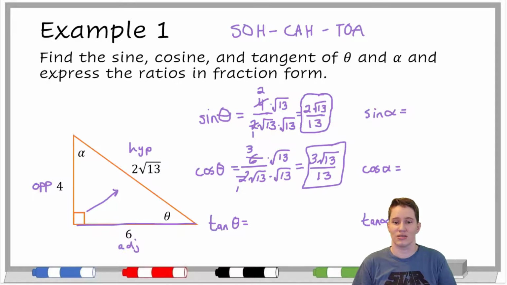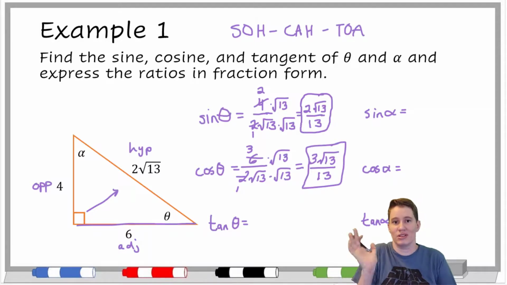Let's look at tangent, TOA. So tangent equals opposite over adjacent. It does matter which one you put on top and which one you put on bottom, as we will see in the very next lesson, because if you don't already know that flipping a fraction over doesn't make it the same exact fraction, this is a good time to learn that.